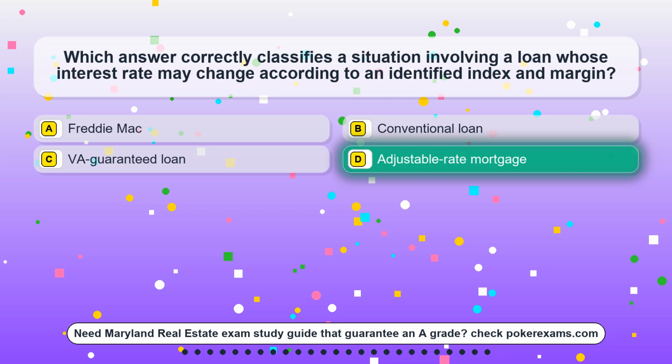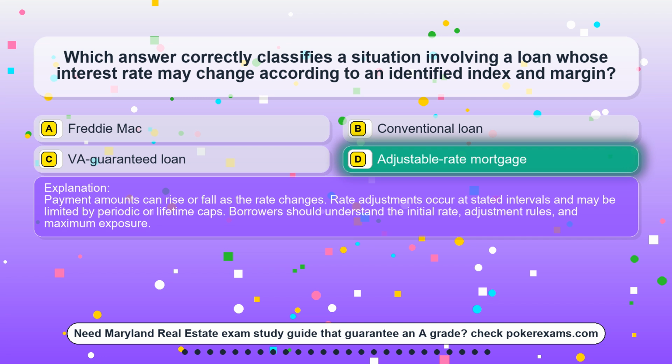The correct answer is option D, adjustable rate mortgage. Payment amounts can rise or fall as the rate changes. Rate adjustments occur at stated intervals and may be limited by periodic or lifetime caps. Borrowers should understand the initial rate, adjustment rules, and maximum exposure.